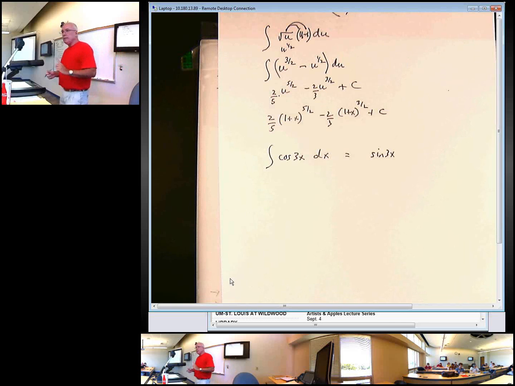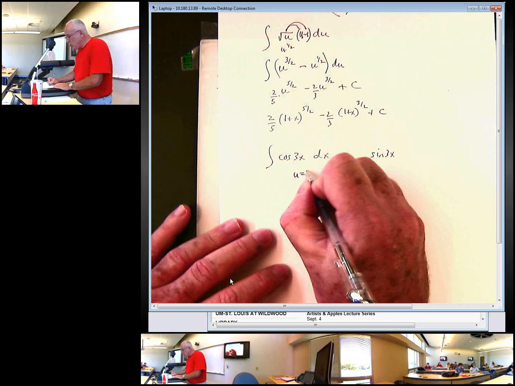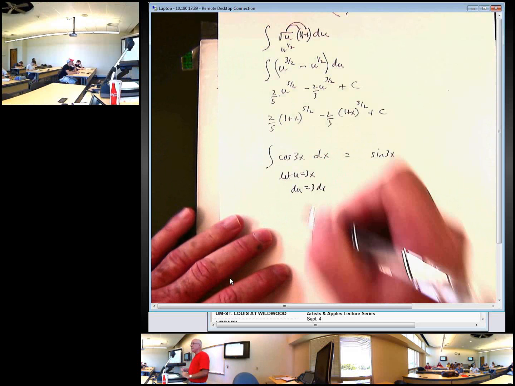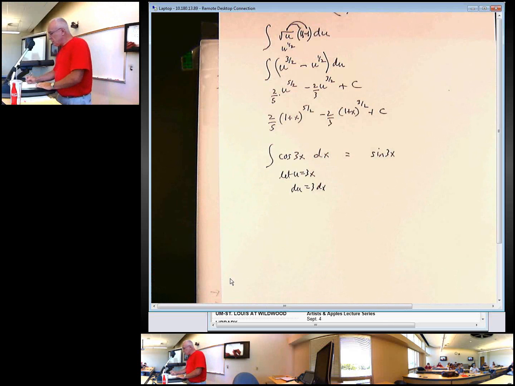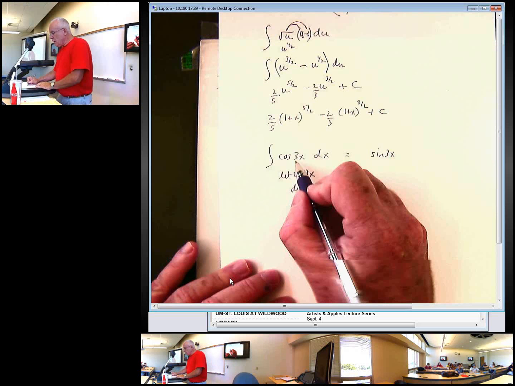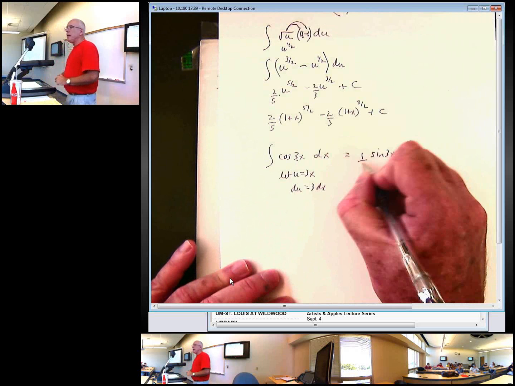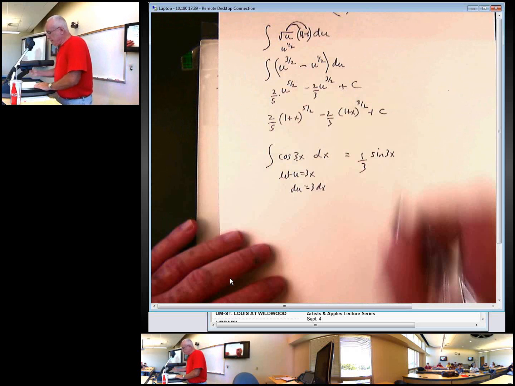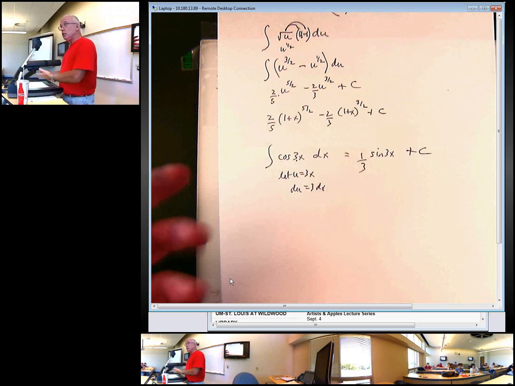But what I'm going to expect you guys to do, instead of doing the whole u substitution thing, let u equal 3x, du equal 3dx, etc., is that I want you guys to realize that the number that we're going to multiply in front is just going to be the reciprocal of that number, 1 over 3, plus c. So you can always check it by taking the derivative.